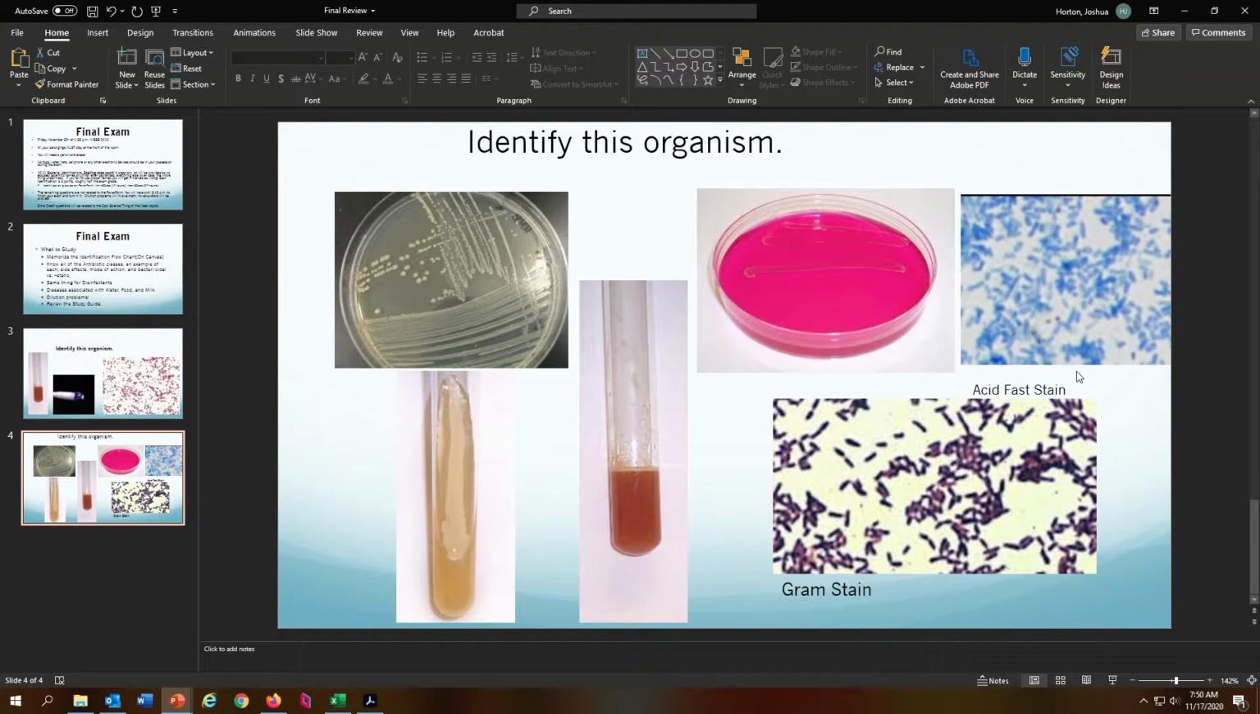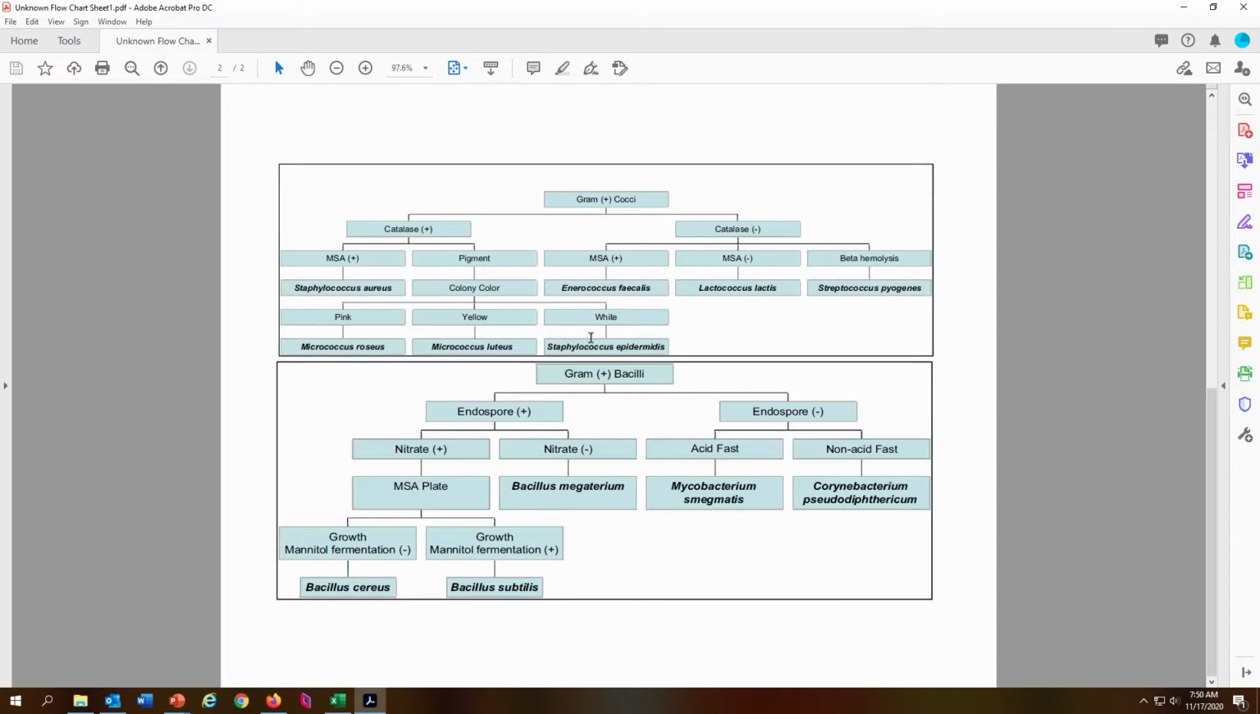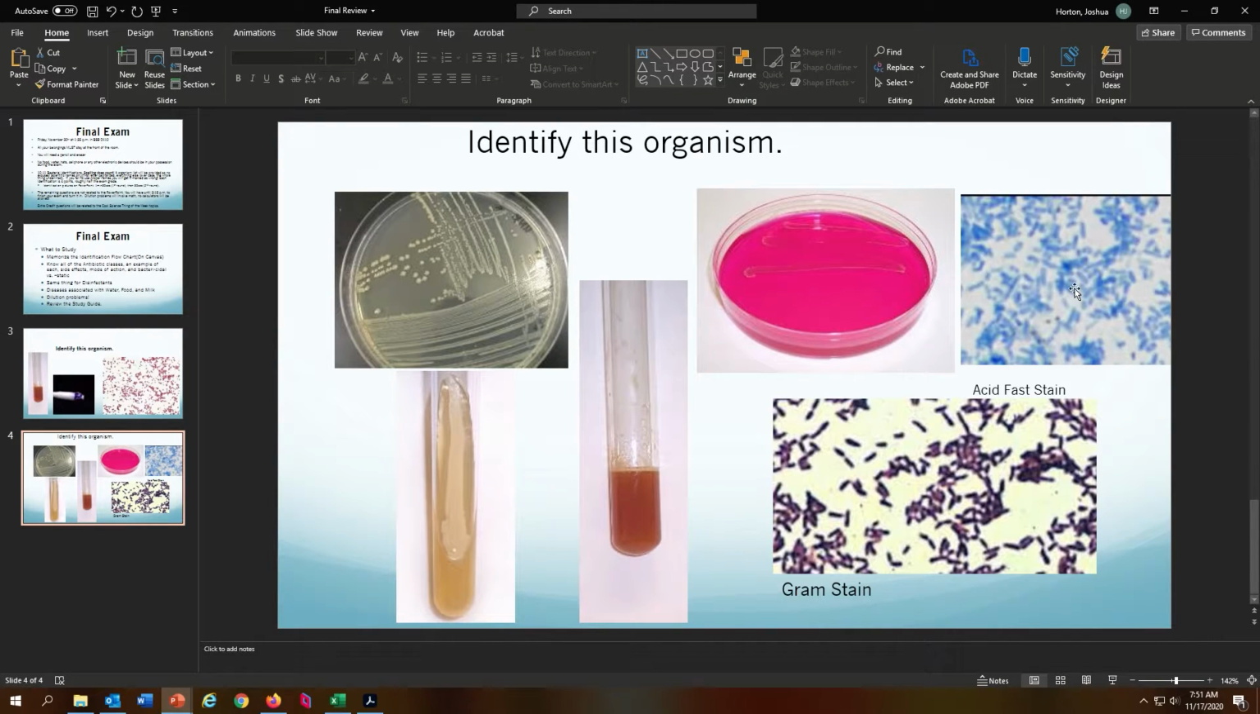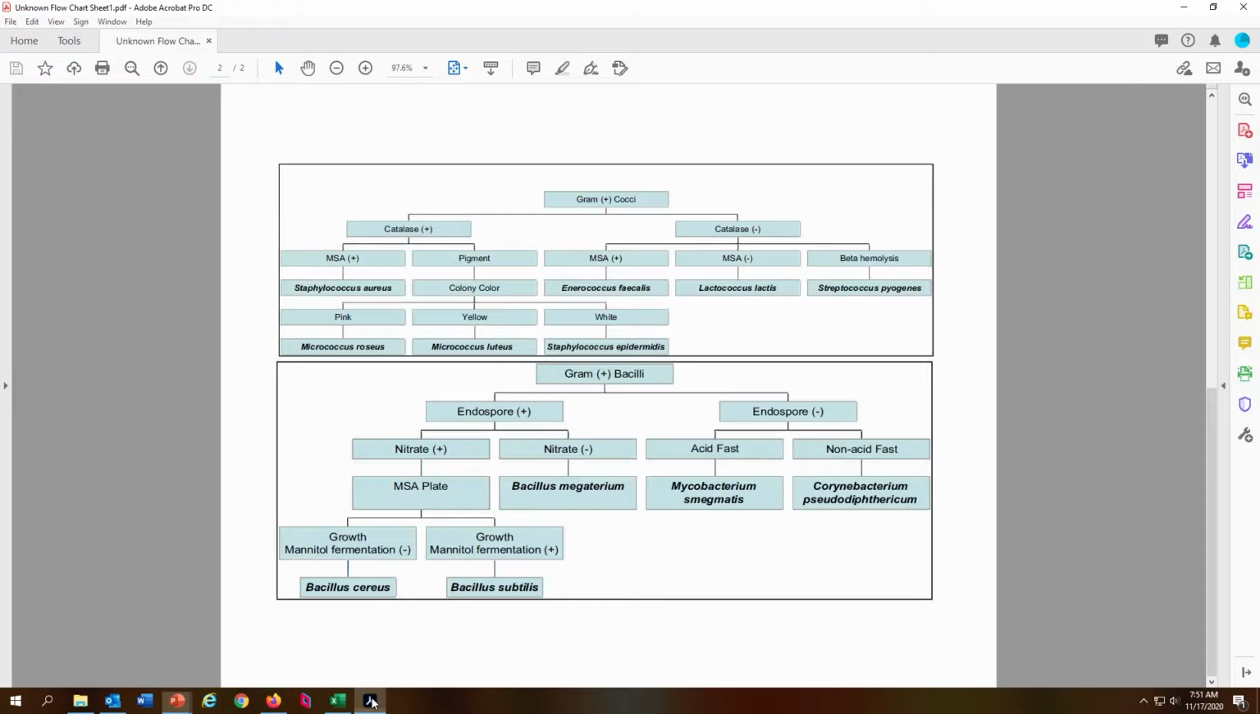Let's look at the next organism. We've got an acid-fast stain and a gram stain, and a picture of a plate to help you identify it. We can see that these are gram-positive bacilli. So we're not looking at the first charts, but this last chart down here. I didn't give you an endospore slide, so it must not be endospore positive. The next set gives us 2 options, Mycobacterium smegmatis and Corynebacterium pseudodiptericum. The acid-fast stain is blue, and blue means non-acid-fast, therefore it must be Corynebacterium pseudodiptericum.